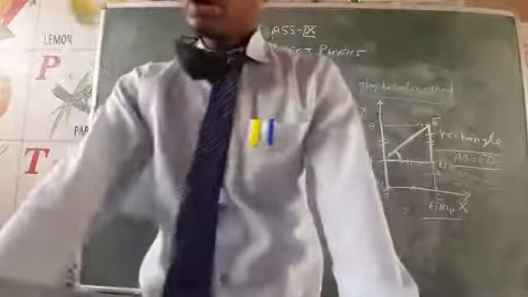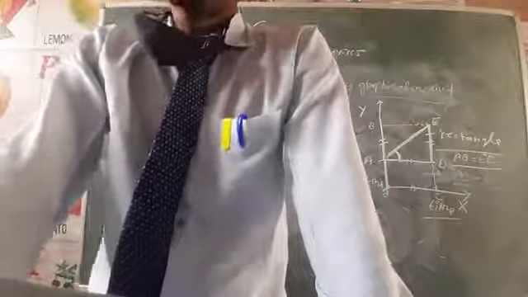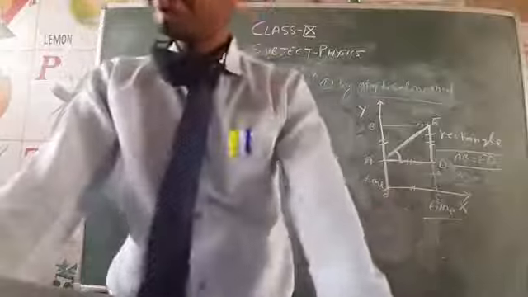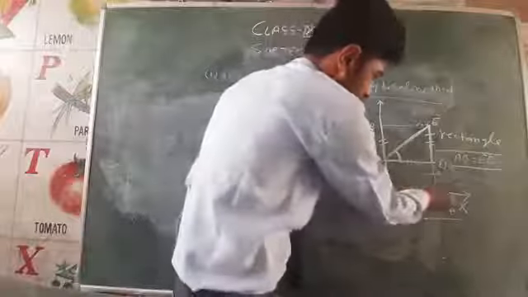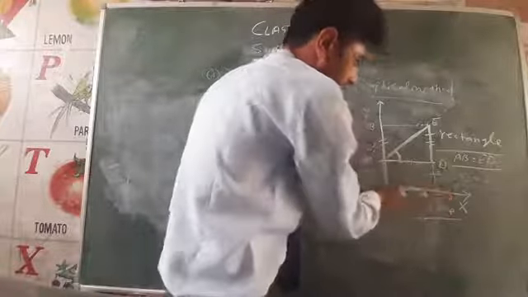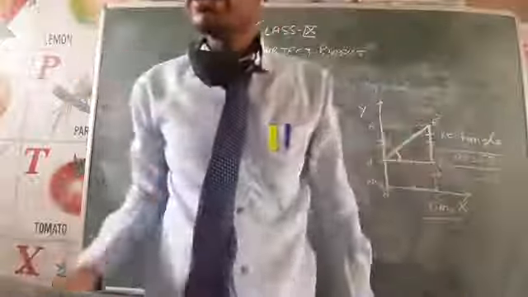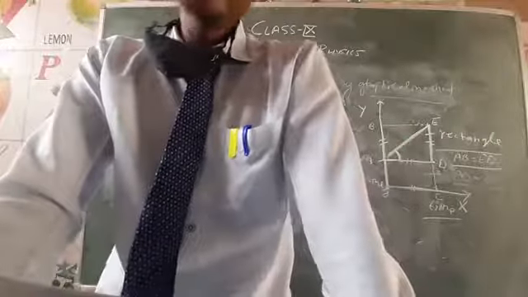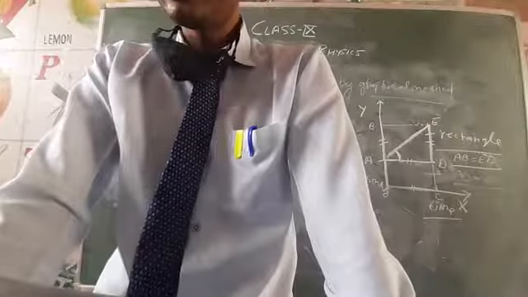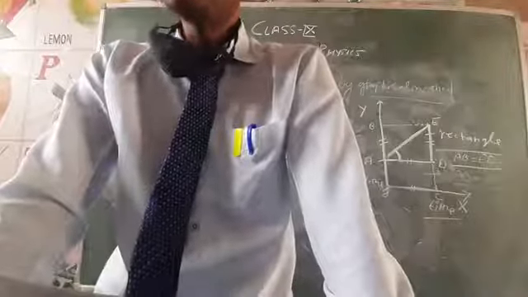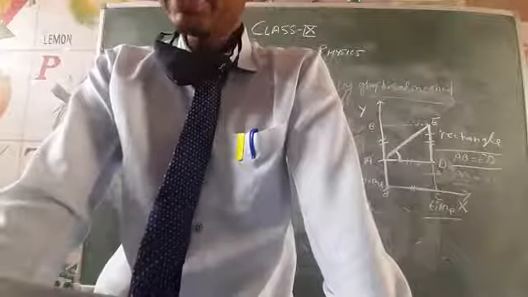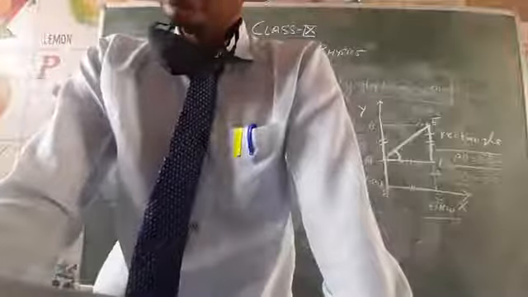Let a moving body cover a distance in time t. This is a time t, and some distance is covered by the body. So we know that the area under the velocity-time graph gives the distance traveled or moved by the body.